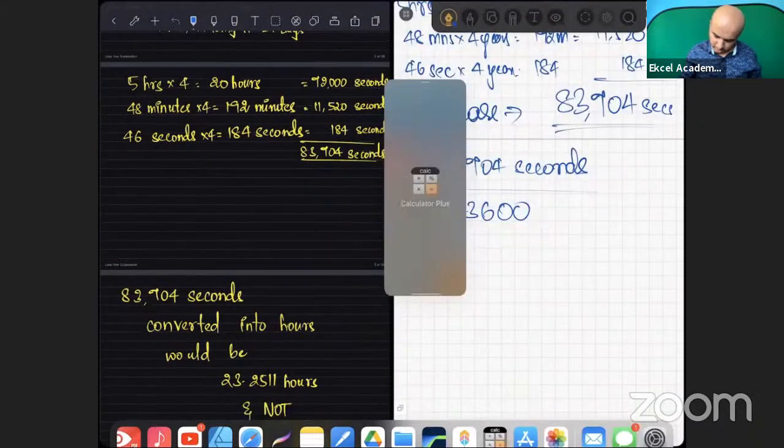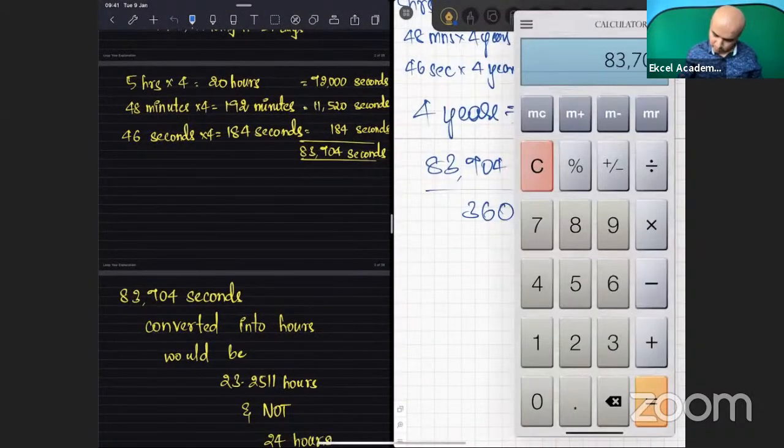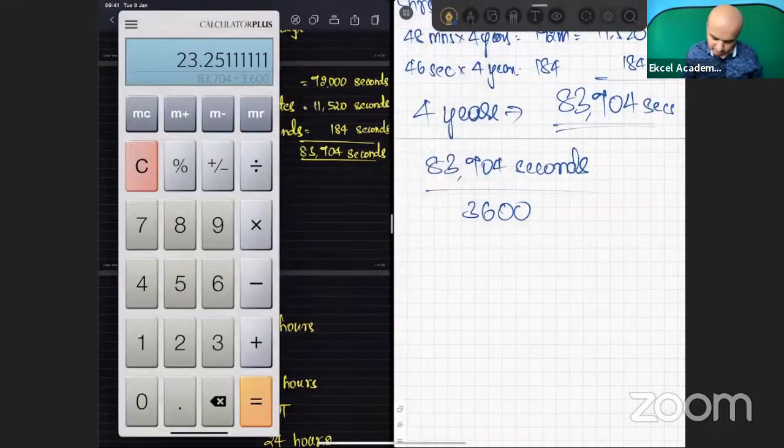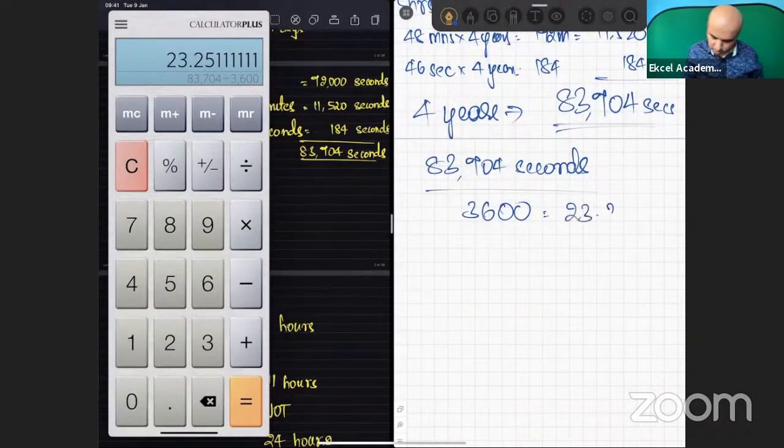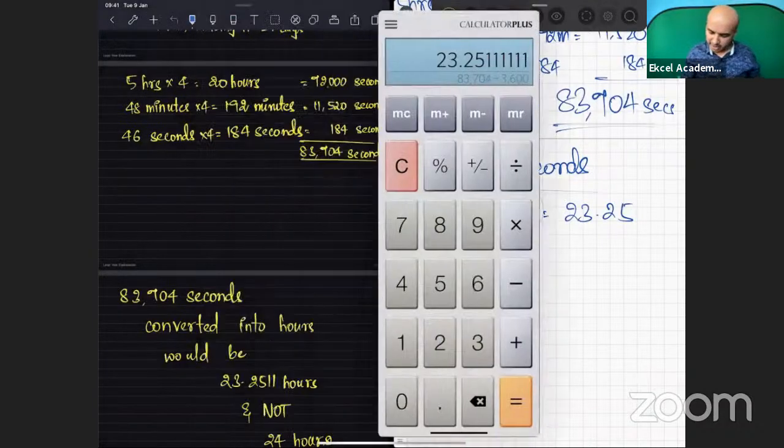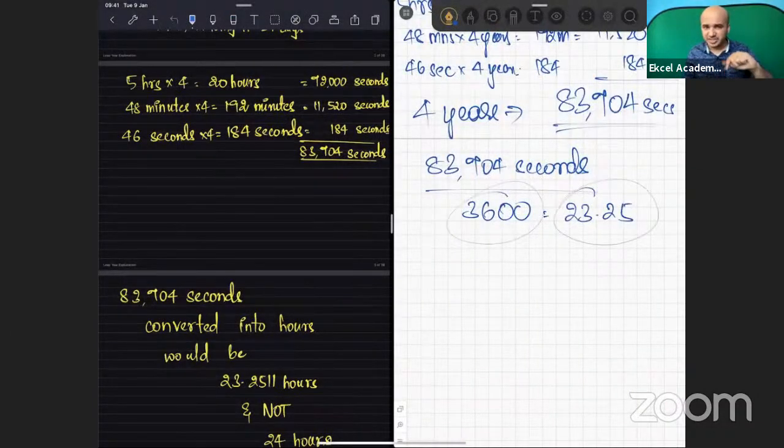83,704 divided by 3600. Okay, 23.25. Why did I divide that by 3600? Very simple. Every hour will have 60 minutes and each minute will have 60 seconds. So 60 into 60, 3,600. So now when you convert this back to hours, you will get 23.2511 hours.